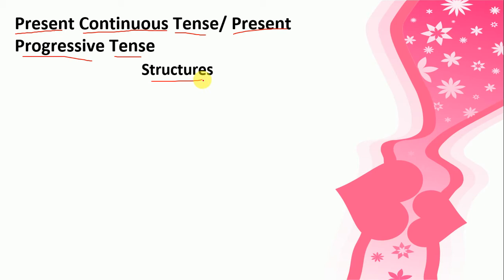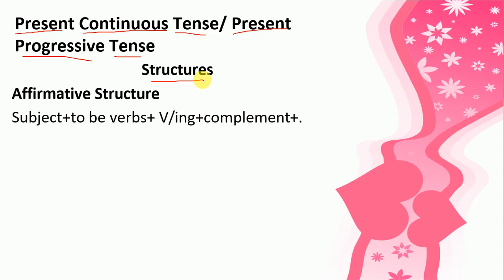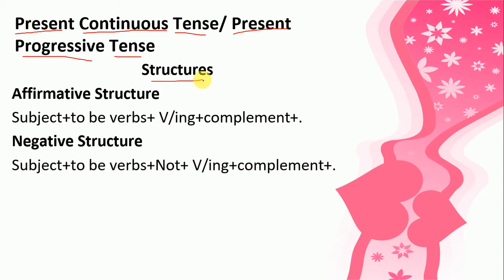Okay, and structures. Now how do you make present continuous tense? What are the structures to make present continuous tense? One of the affirmative structures of present continuous tense is subject plus to be verbs plus verb ing plus complement. And the negative structure for present continuous tense is subject plus to be verbs plus not plus verb ing plus complement.